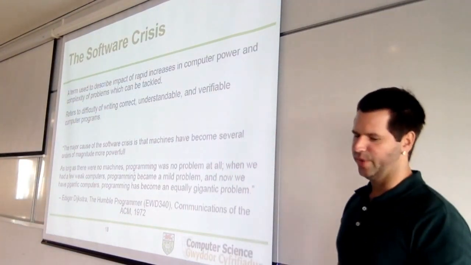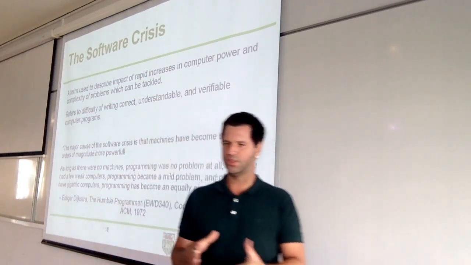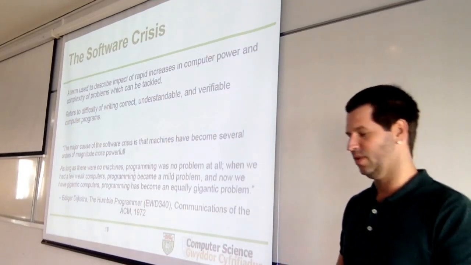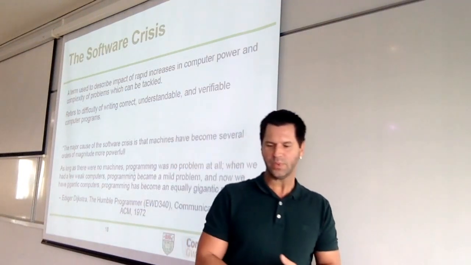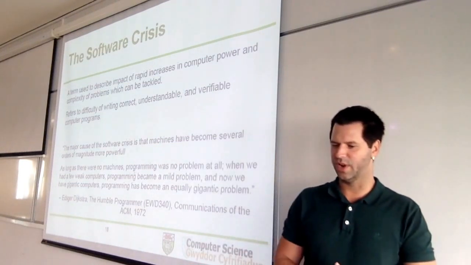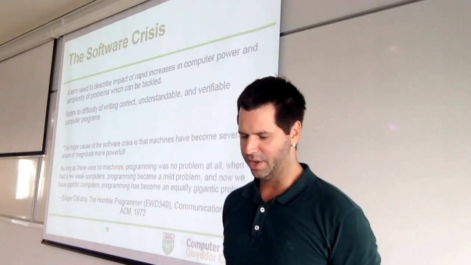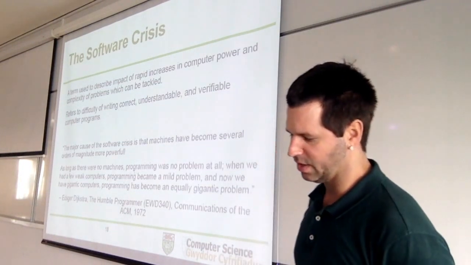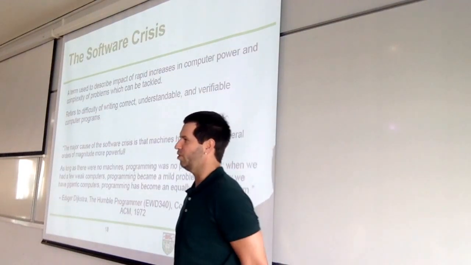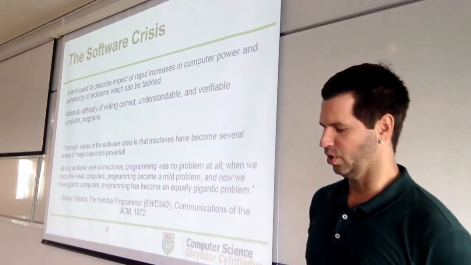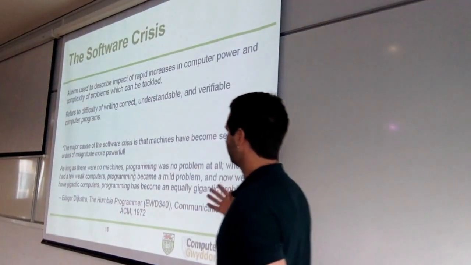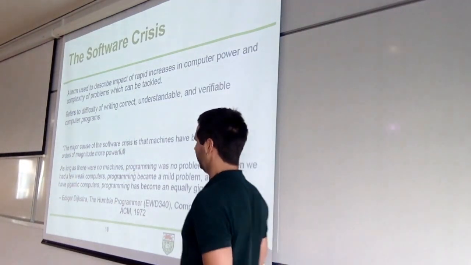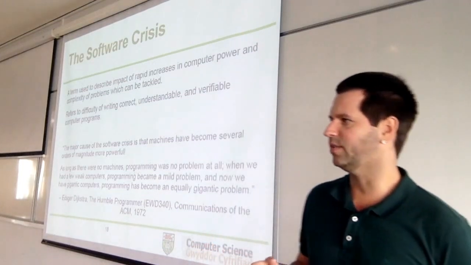So we'll finish off with the software crisis. The software crisis is the first lecture. It's the classic first lecture of every software engineering module, I think, in probably the Western, well, I hope in the Western Hemisphere. The software crisis is a term used to describe the impact of rapid increases in computing power and complexity of problems which can be tackled. It refers to the difficulty of writing correct, understandable, and verifiable computer programs. It's in chapter 1 of every software engineering book. It's the motivation behind software engineering as a subject that we study. We want to study software engineering, we want to study software design and understand it so we can address the software crisis.